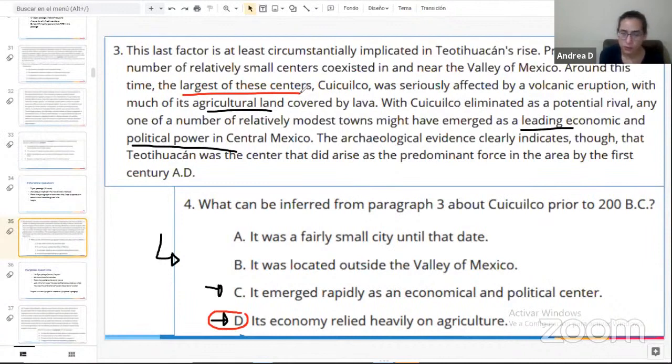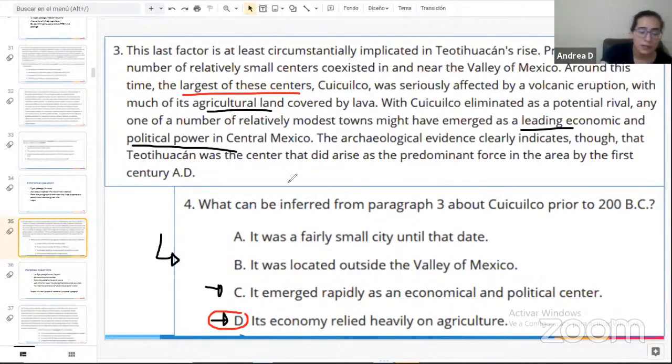We don't really know. Maybe they emerged rapidly, but what's to tell that they didn't actually take a lot of time to emerge and develop? Maybe it was an old city. So even though we may think that, there's not enough evidence to support it. And even if it's about logic and making assumptions, you do have to have evidence still.